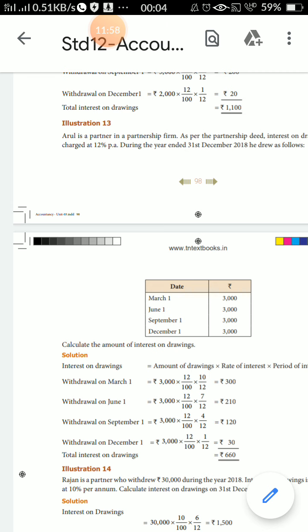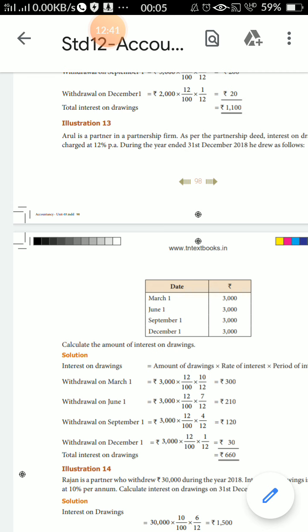Withdraw on September, 3,000. How many months? September 1 means September, October, November, December. Listen students, each and every month this date is only the opening date, so you calculate from this month onwards. September 1: September, October, November, December. How many months? 4 months. 4 by 12. Answer is 2,120.